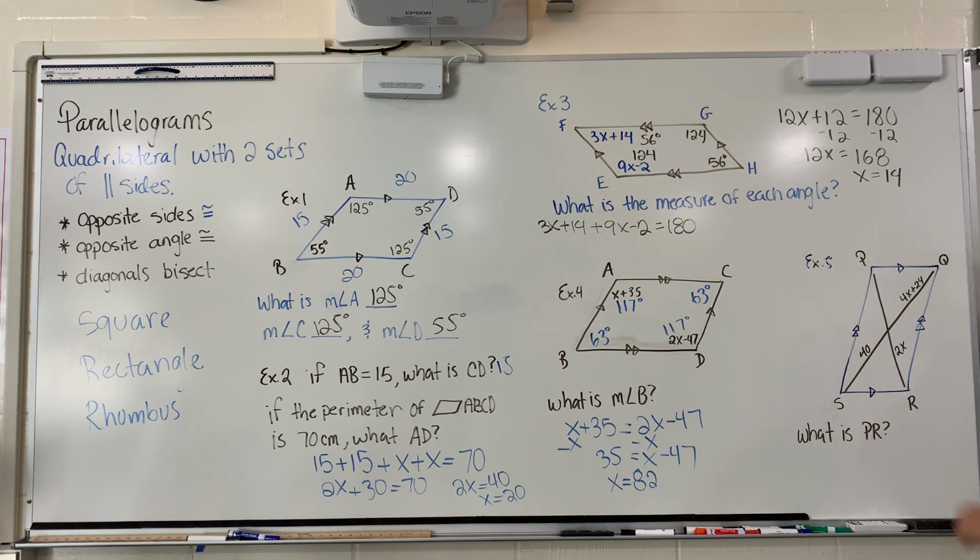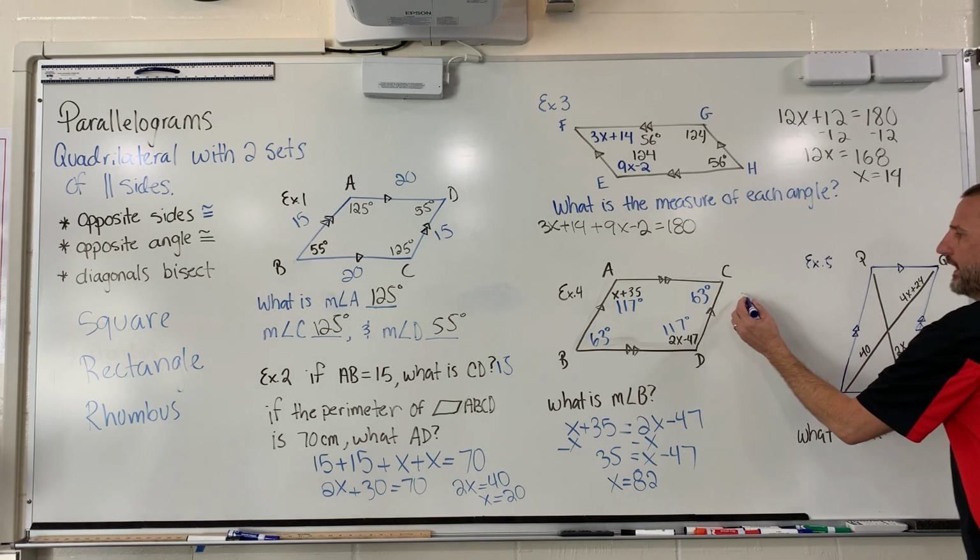All right, last one, and then we'll wrap this video up on parallelograms. What is PR, the distance from P to R? Well, I have no idea. But what I can do is look at the problem and go, what do I know about S to Q? Not much, but I do know one thing. This is a parallelogram, and these are diagonals, which tells me that when those diagonals intersect, this segment from here to here is the same as this one, because they bisect.